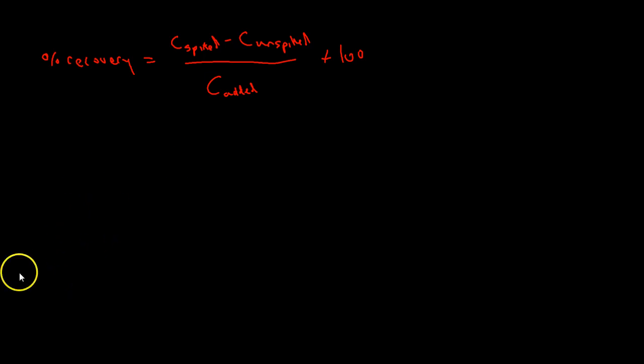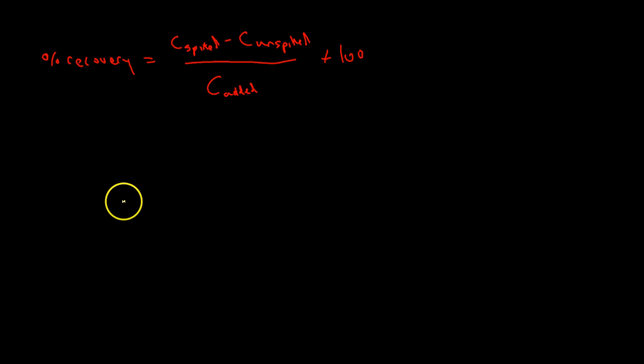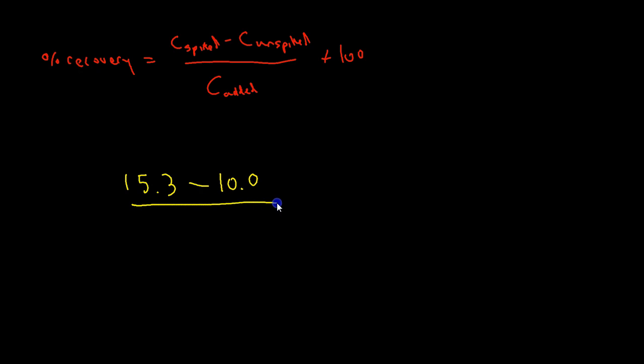So in this case, from our previous slide, we found that our C spiked was 15.3. As long as the units are all in the same dimensions, they're sort of arbitrary, so I'm not going to include them here. 15.3 minus 10.0, this is our C unspiked, and then the amount that we added was 5.0. You multiply that by 100, you get 106. All right, so you can see here that our percent recovery is 106%.